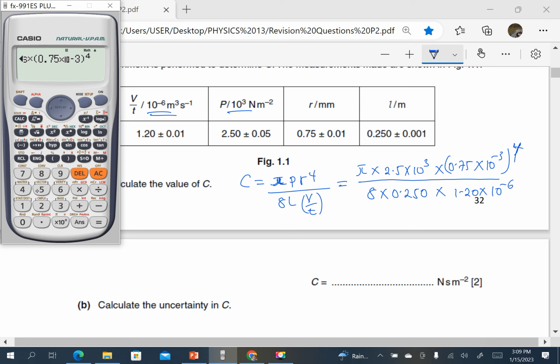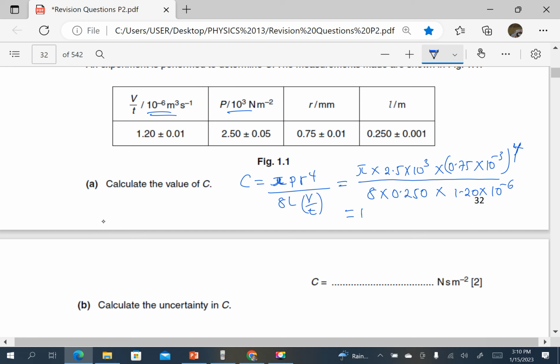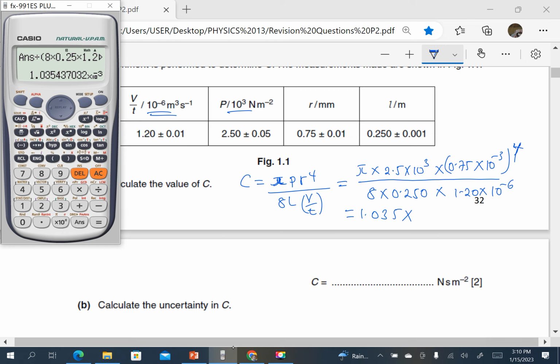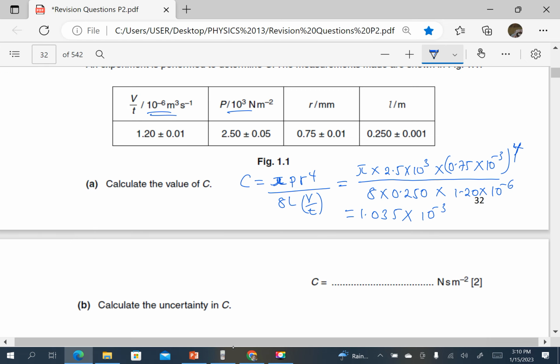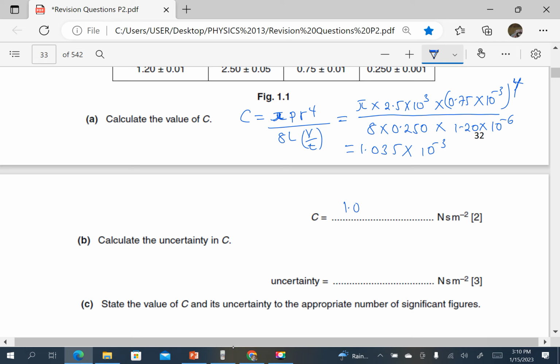Power 4. And that is it. Divide by 8 times 0.25 times 1.2 exponent negative 6. So this is giving me 1.035 times 10 power negative 3. So C is 1.035 times 10 power negative 3.